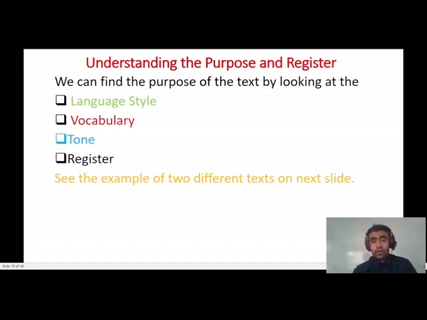You need to look for the register. What is register? Register is the specific language, the technical language used in a specific field. So you can find the purpose by looking at these four features in any text.